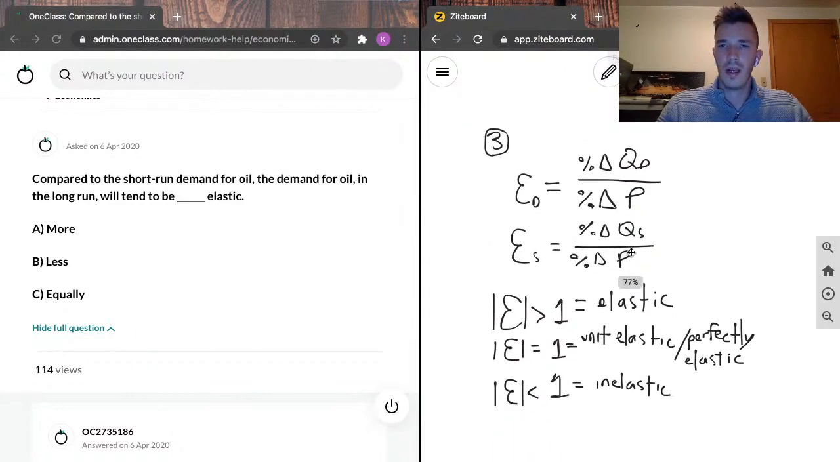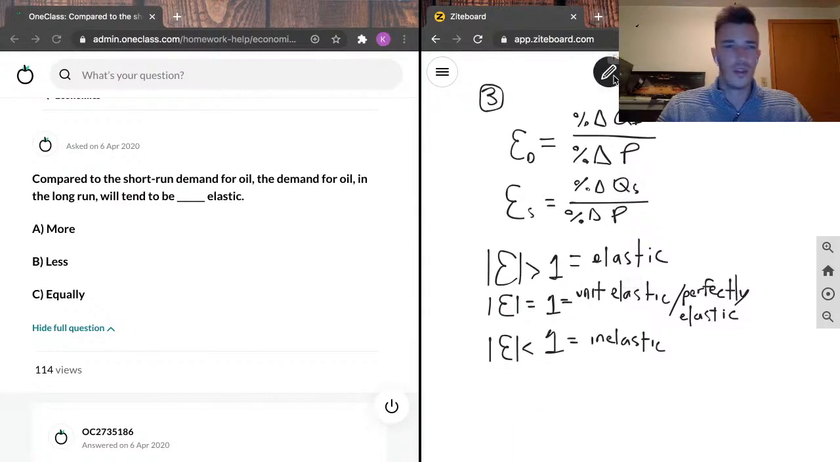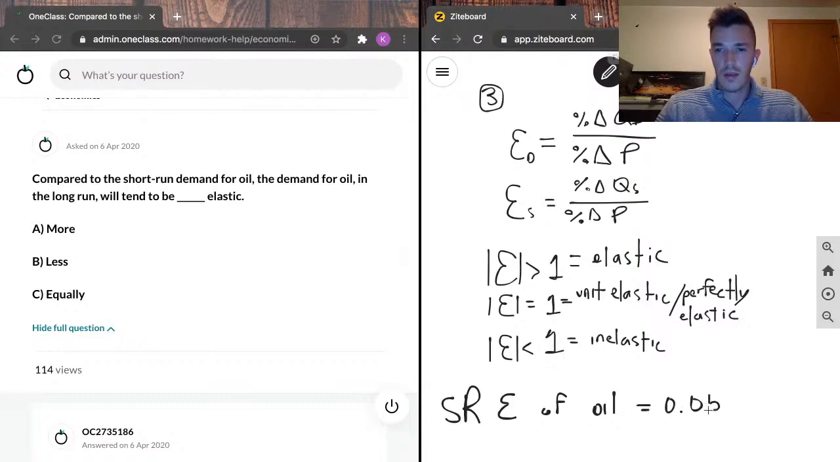Furthermore, I actually looked up the long and short run demands for oil. So elasticity of oil, I should say. So the short run elasticity of oil is about 0.05. So this is very inelastic. Very inelastic.